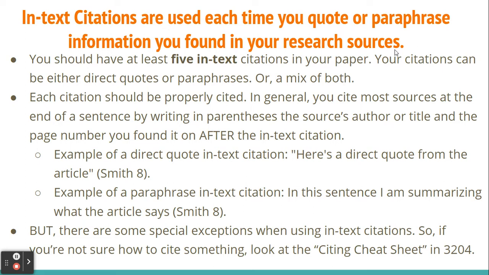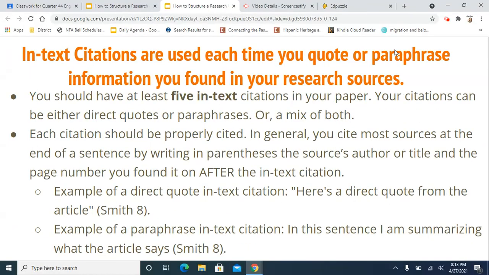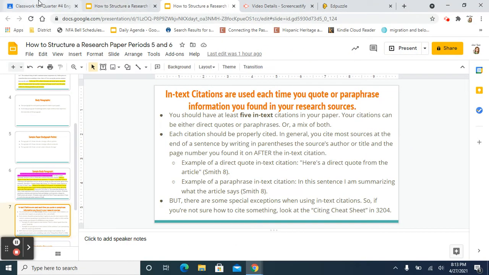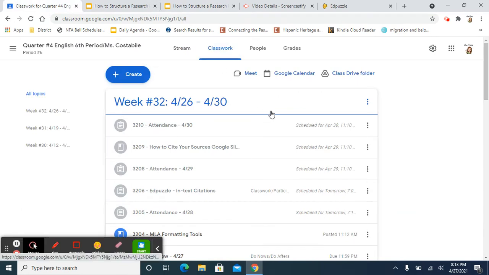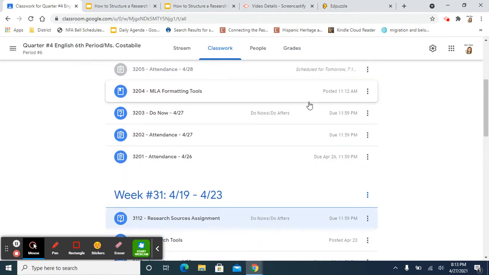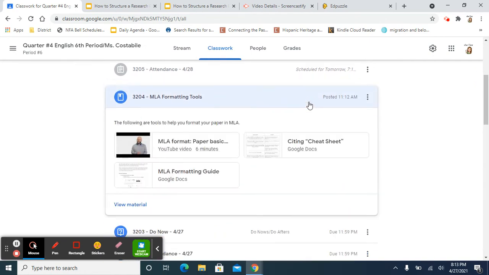So again, like I was saying earlier, sometimes in-text citations could be tricky and you have to use special exceptions or rules when using the in-text citations. So if you're not sure how to cite something, you can look at something I made for you called the citing cheat sheet. So I'll show you where you can find it. If you go to your Google Classroom and you go to week number 32 this week, you can go down to MLA Formatting Tools, and then you'll see a link to the citing cheat sheet.